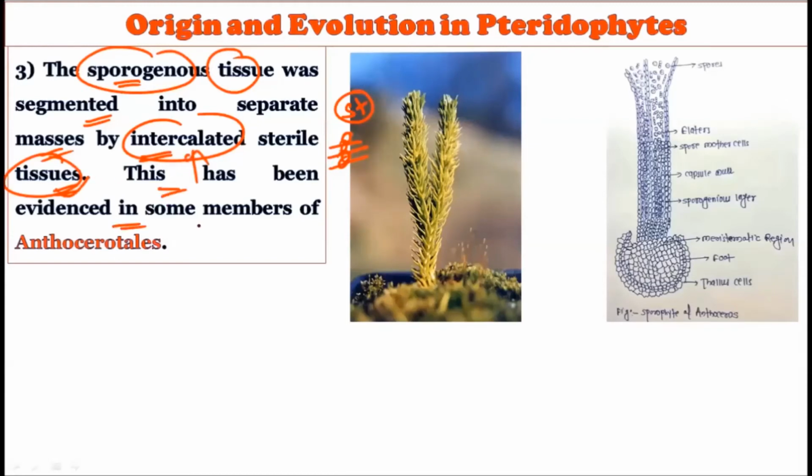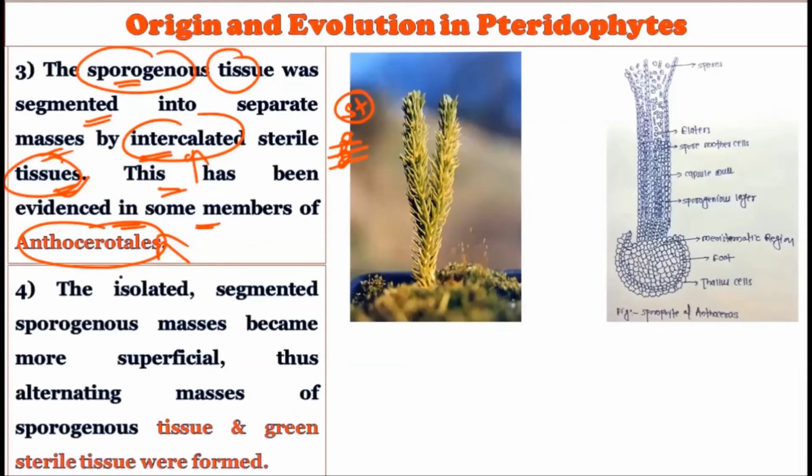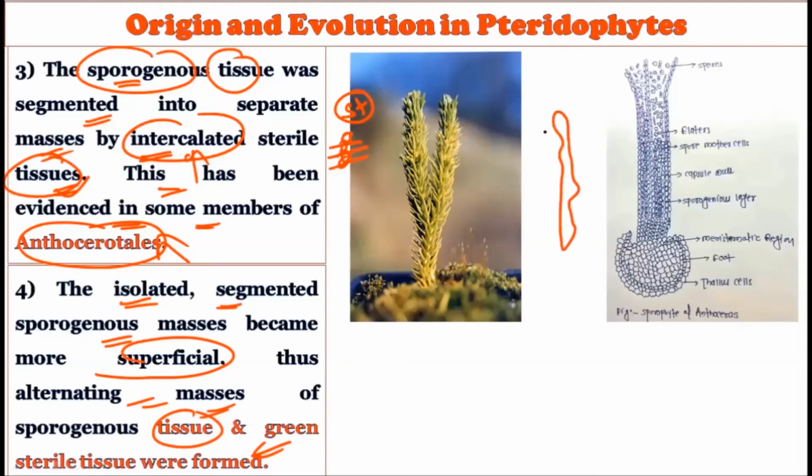Now this has been evidenced in some members of the Anthocerotales. If you study the Anthocerotales members, you will find such a type of differentiation has already occurred in these plants. Now consider the isolated and segmented sporogenous masses become more superficial, and thus alternating masses of sporogenous tissue and green sterile tissue were formed. So this is how the Lycopodium selago got created. What is the first step? Consider this is the central columella in the Anthoceros, and outside of this central columella there is a formation of the sporogenous tissue.